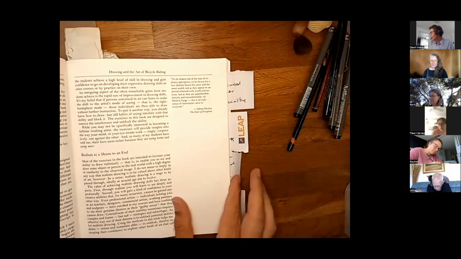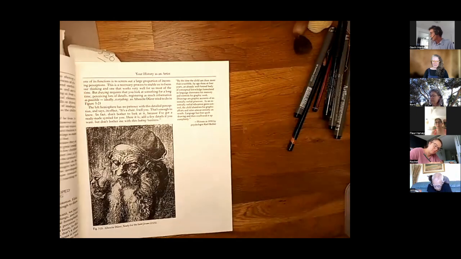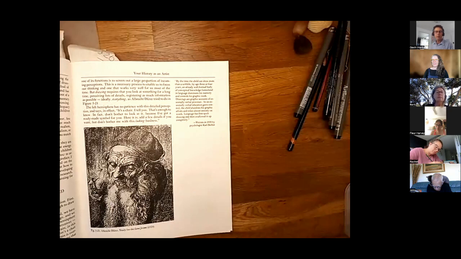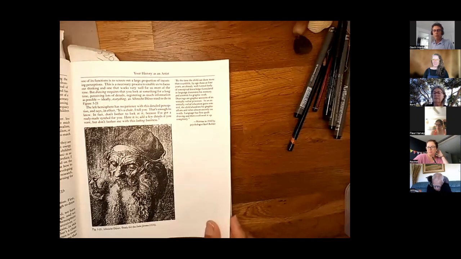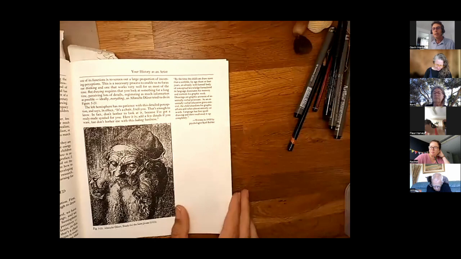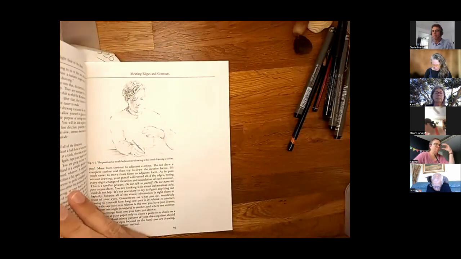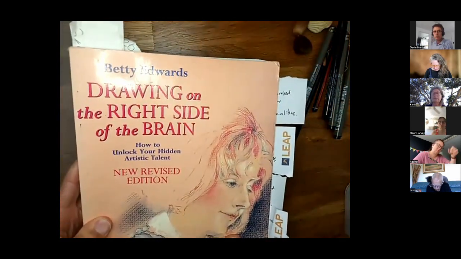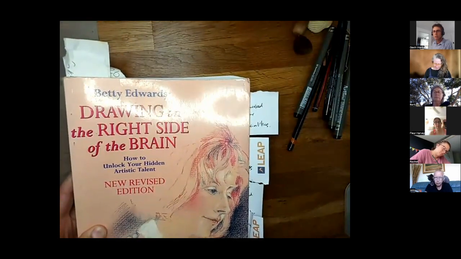Here's some of the stuff I'm going to be talking about. She goes right into how the great masters can draw this stuff. They've learned how to really become great observers, and they've switched on the right side of their brain. We don't do a lot of that in our culture. Our culture is very left-brained. So we're going to delve into that book, Drawing on the Right Side of the Brain. I suggest you write that down, by Betty Edwards.